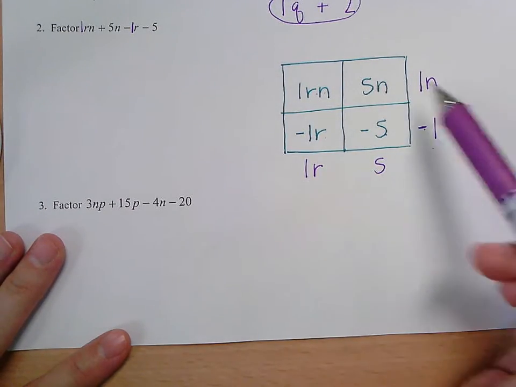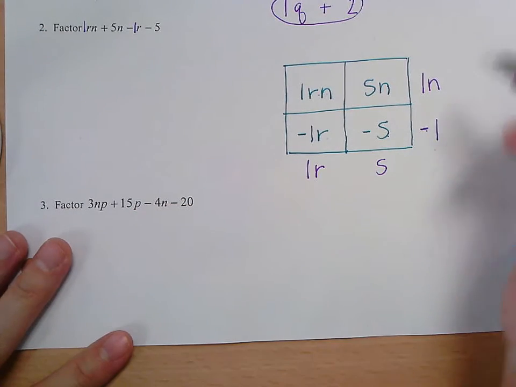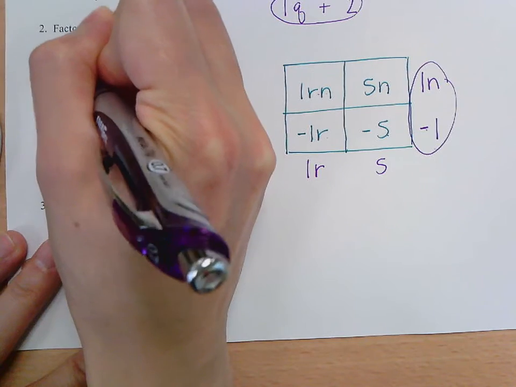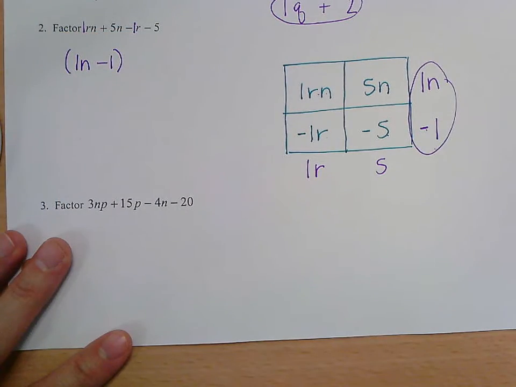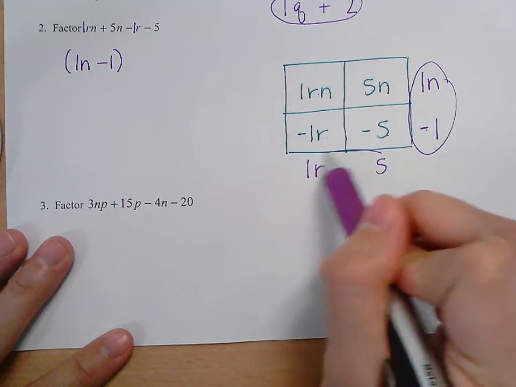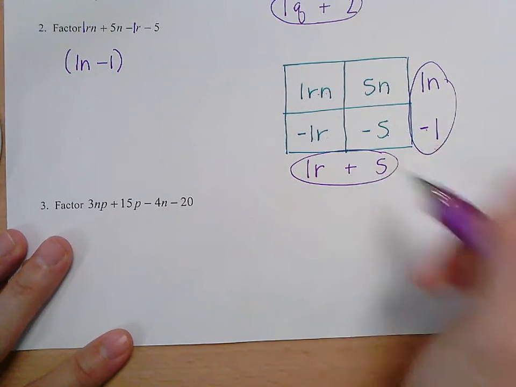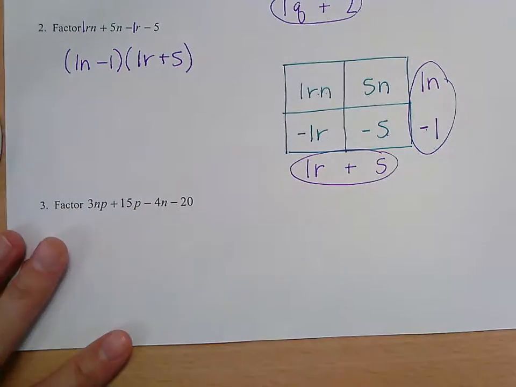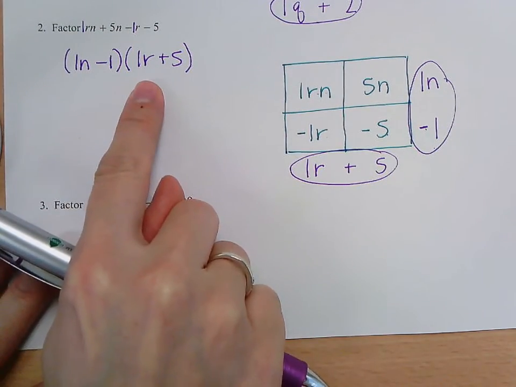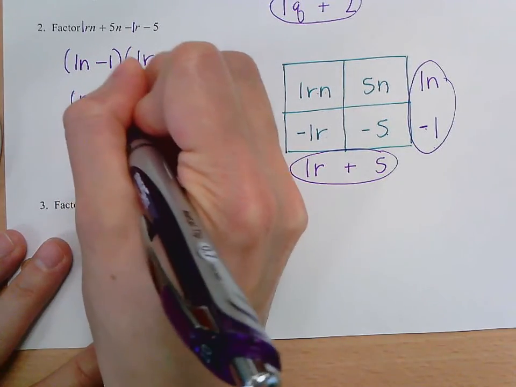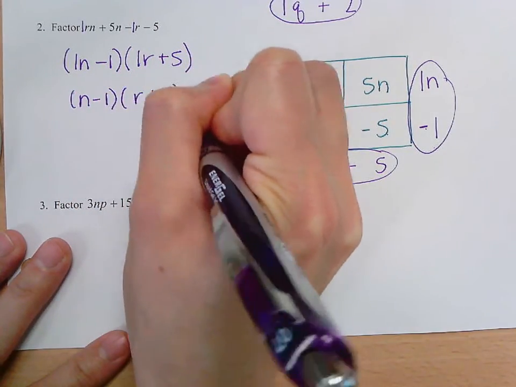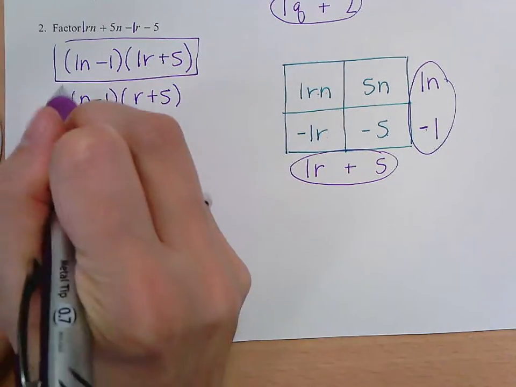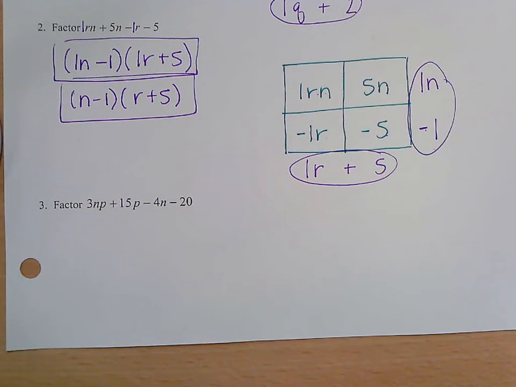Now, but you have to write your answer. Don't just leave this. Leaving this is not answering the question. The factored form, so I have this, which is in parentheses 1n minus 1, times this one here, and since that 5 is positive, there's a plus sign, so times 1r plus 5. Or you don't have to have the ones in front of the variable. So if you had n minus 1 times r plus 5, same thing. So either one of these answers, if you put the ones in front, if you didn't, they're both correct.